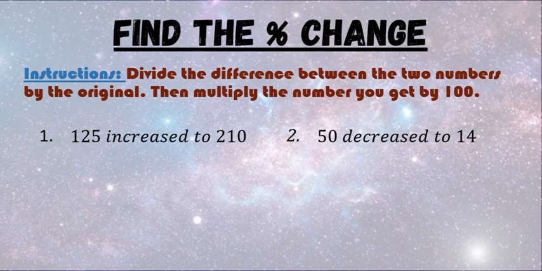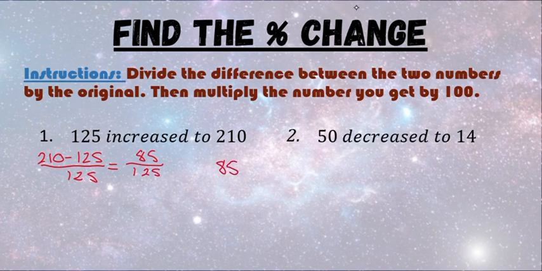For number 1, we have 125 increased to 210. What we need to do is subtract 210 by 125, and then we're going to divide this by 125. 210 minus 125 is 85, and then we're going to divide this by 125.